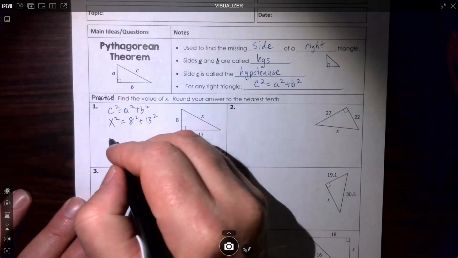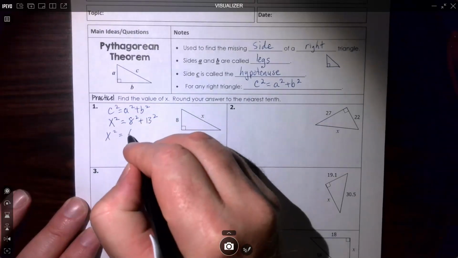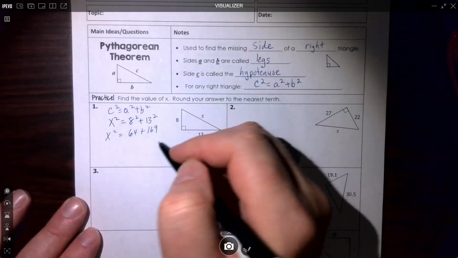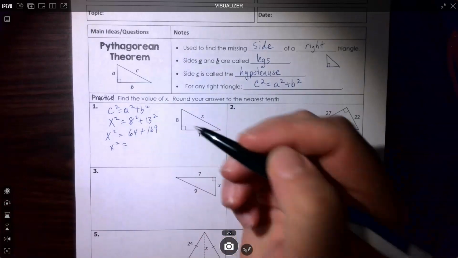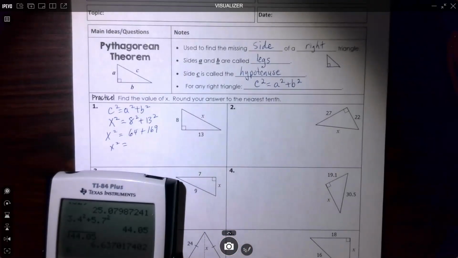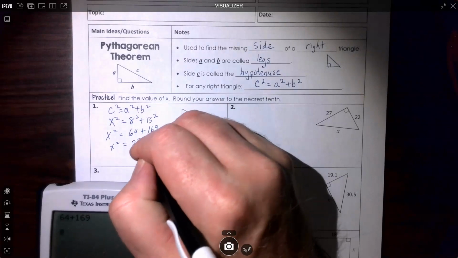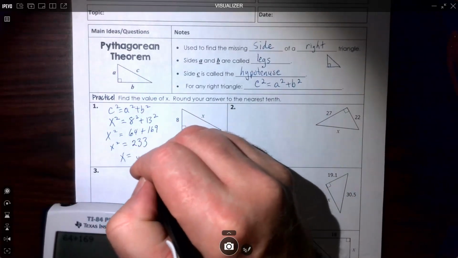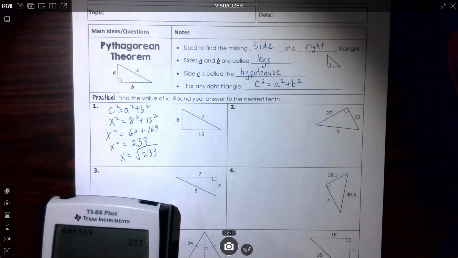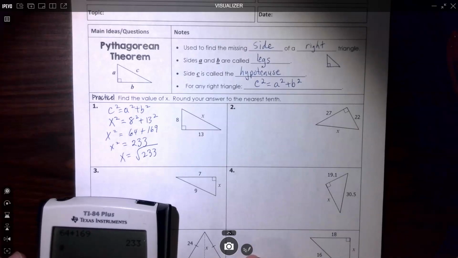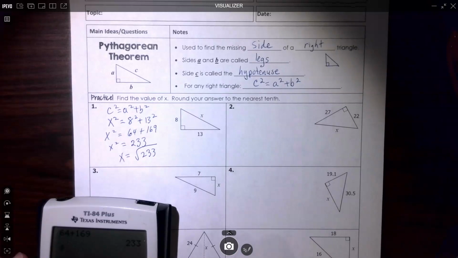Solving this, I put x squared equals, and punch these in the calculator. This is 64 and 169. I add those together. I'm going to use my graphing calculator here, but you can just use Desmos, that's the easiest. You can use your phone if you want. It's 233, and remember I'm taking the square root just like I did in the distance formula, because the Pythagorean theorem is pretty much the distance formula applied to points on a plane.